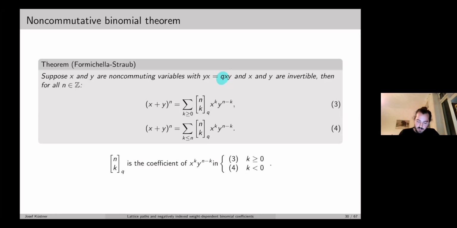So we start at n and go down. We start at n, go to n minus 1, n minus 2, and so on until infinity, and we also have the same expansion. So we can say that n choose k, q is the coefficient of x to the power k, y to the power n minus k in either expansion 3, if k is bigger or equal to 0, or in 4 if k is smaller than 0.